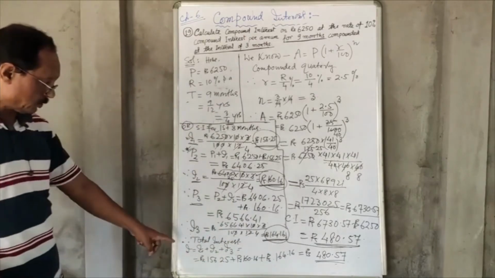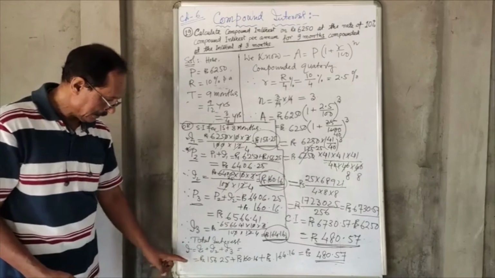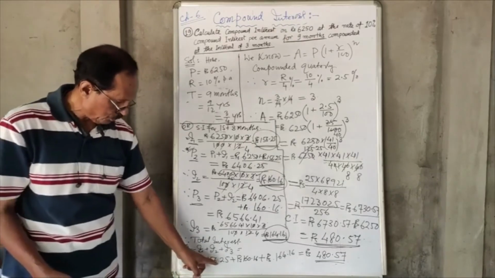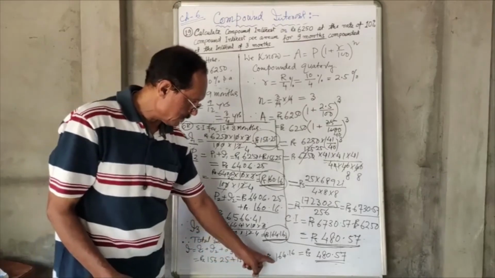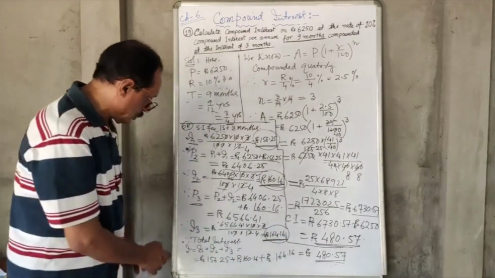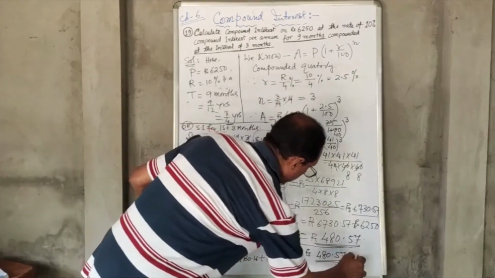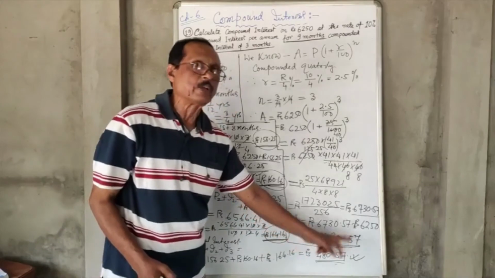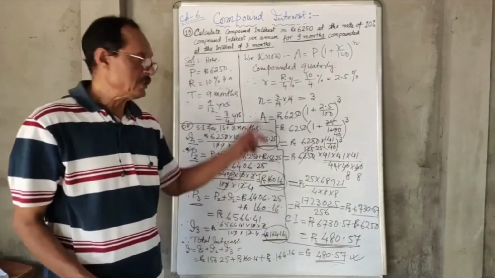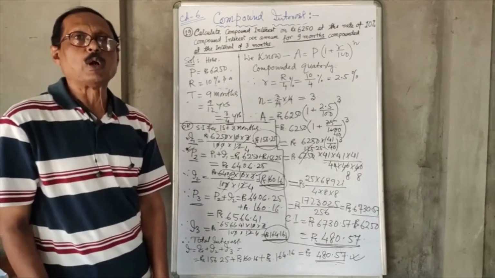So total interest will be incurred. I will be equal to I1 plus I2 plus I3, that is equal to rupees 156.25 plus rupees 160.16 plus rupees 164.16, and summing up, we will get the total interest incurred as 480.57 rupees. So this is one way to calculate it, stepwise, one after another.